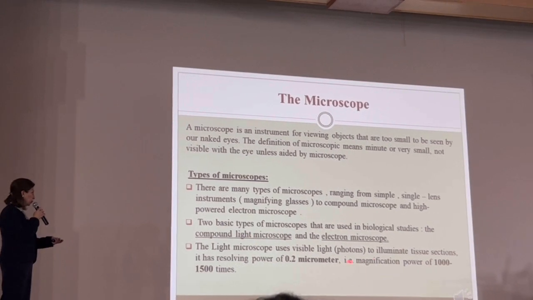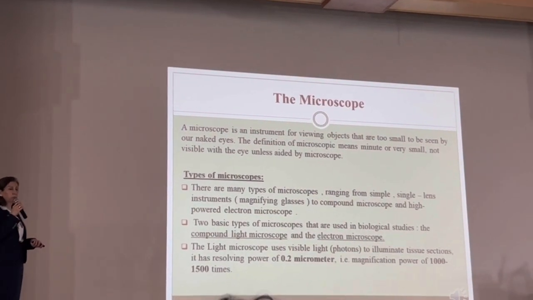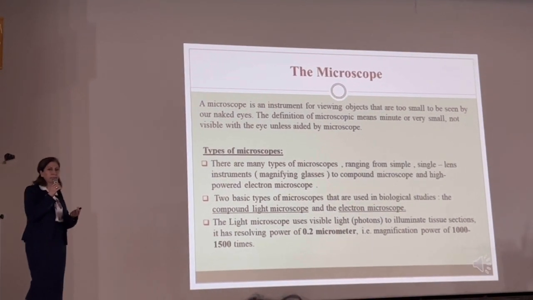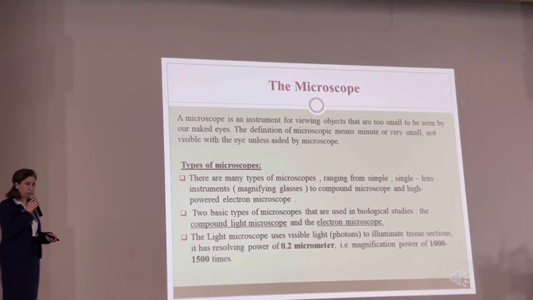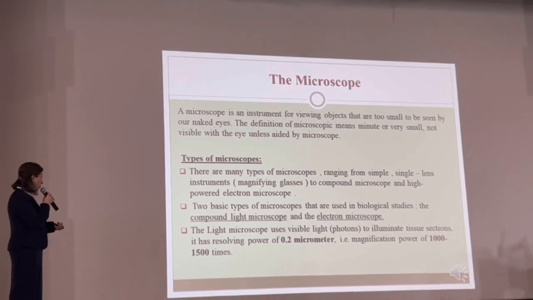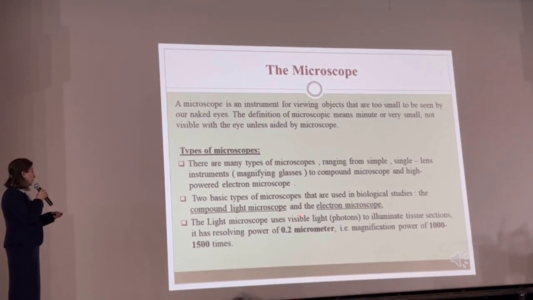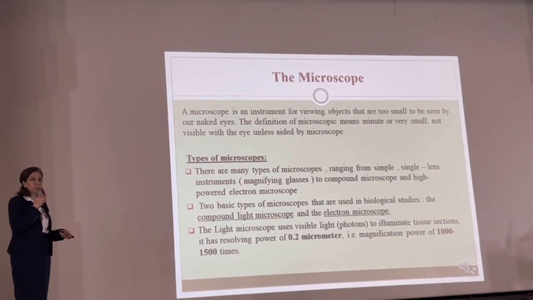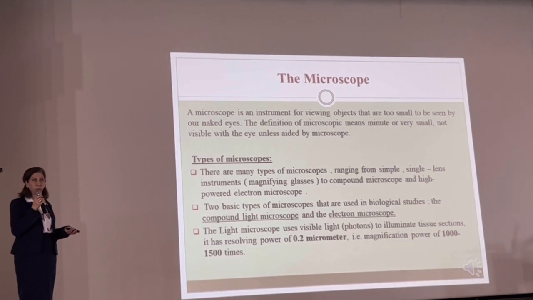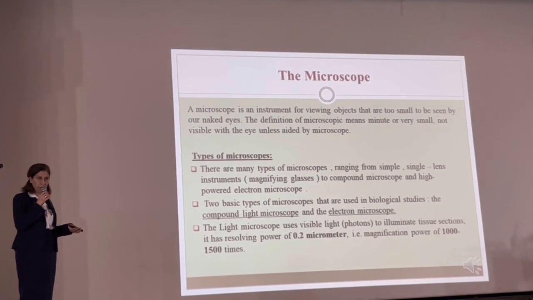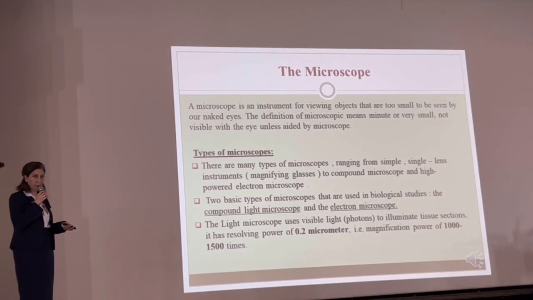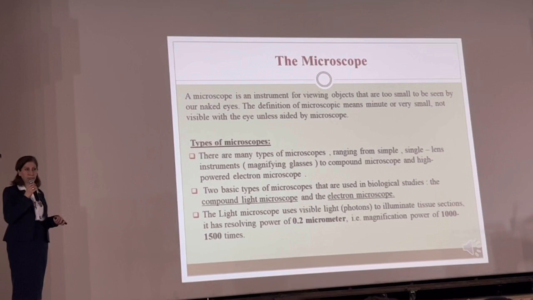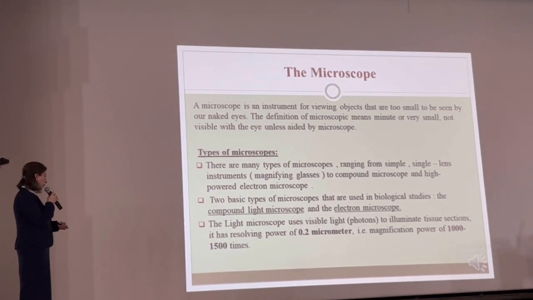There is an important point that will differentiate the light microscope from the electron microscope. It is important to know the type of illumination used in the light microscope: we use a beam of light which is visible to the human eye. So the main component is the photons, which are used in the light microscope to illuminate tissue.